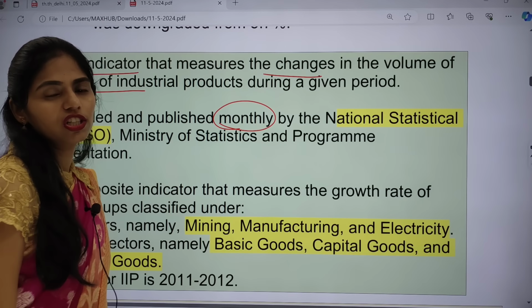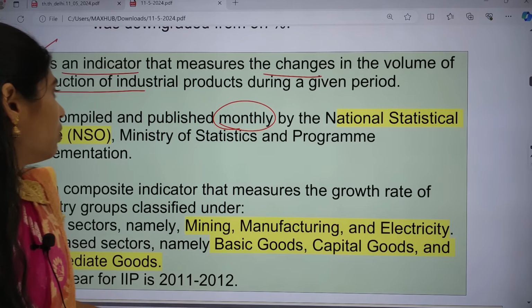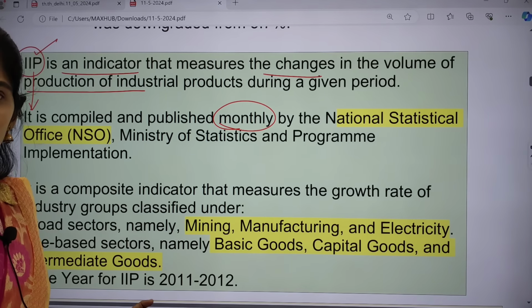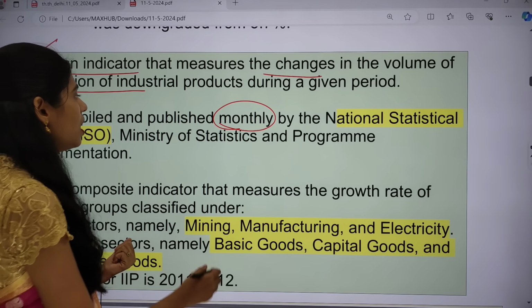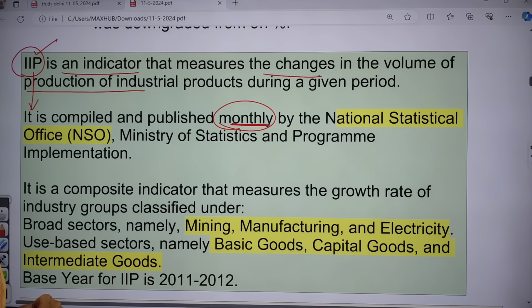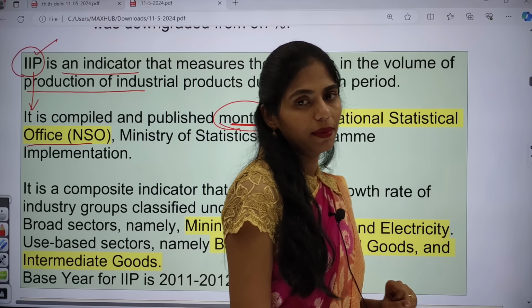Sometimes you can get a question in your prelims examination. They will give statements like whether it is published quarterly, or once in 3 months, or once in 6 months, or every year, but it is published monthly. Every month you will get this. And which is the organization? That is the National Statistical Office, NSO, which comes under MOSPI, that is the Ministry of Statistics and Programme Implementation.